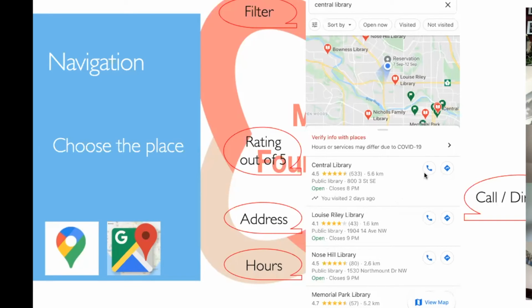Finally, on the right-hand side is usually 2 buttons. There might sometimes be a 3rd button to go visit the website, but usually it'll be 2 buttons. One will be the little telephone button. So if you want to call the business, you can click on that to get quick access to phoning them. And then beside that is another little arrow, and this is for directions. So that will give you directions on how to get to the library.